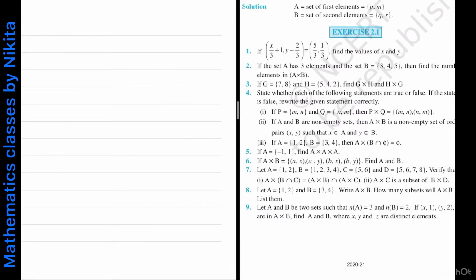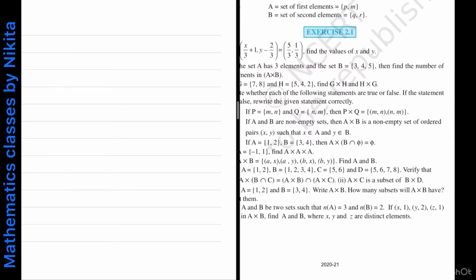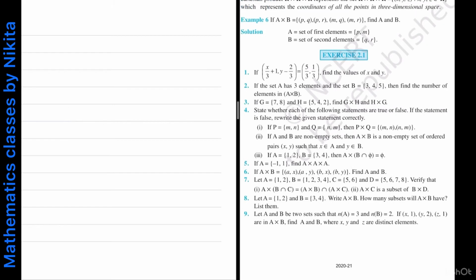So question number 2 says if the set A has 3 elements and the set B is equal to {3, 4, 5}, you have to find the number of elements in A cross B. So the number of elements in A and B are given to you, and you have to find the number of elements in A cross B. Again I have told you the formula in the last class. The number of elements in A cross B is equal to the number of elements in A multiplied by the number of elements in B.